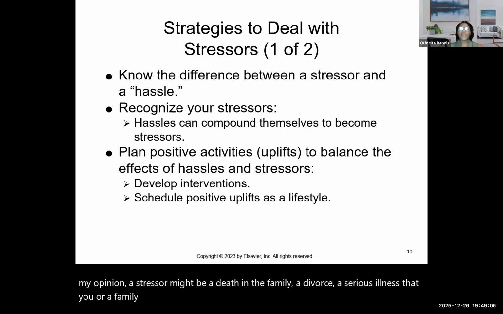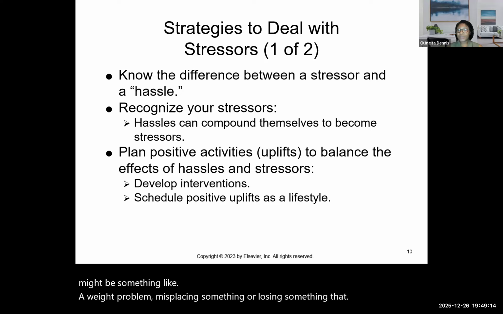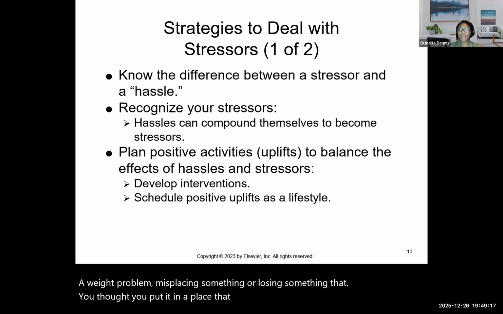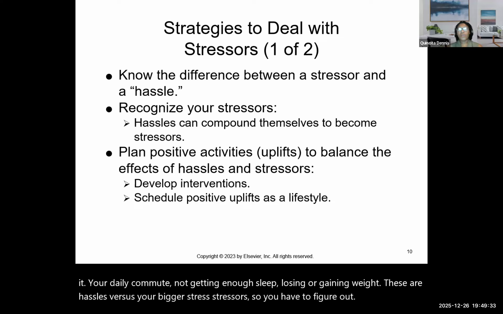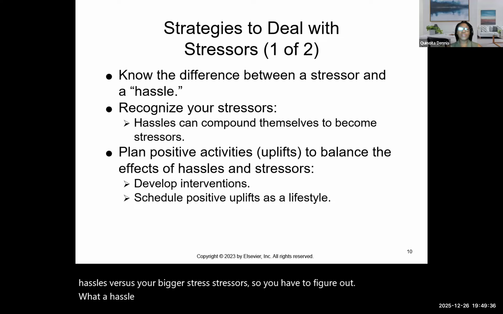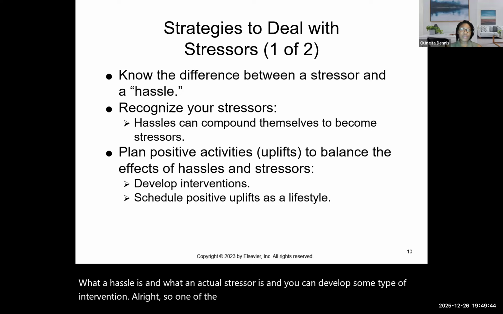Those are big things. Whereas a hassle might be something like a weight problem, misplacing something or losing something that you thought you put in a place that would be easy to find, but now you can't find it. Your daily commute, not getting enough sleep, losing or gaining weight. These are hassles versus your bigger stressors. So you have to figure out what a hassle is and what an actual stressor is, and you can develop some type of intervention.